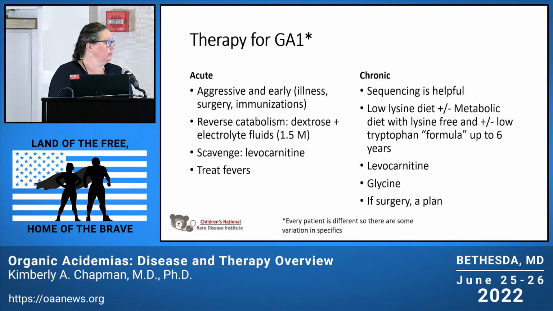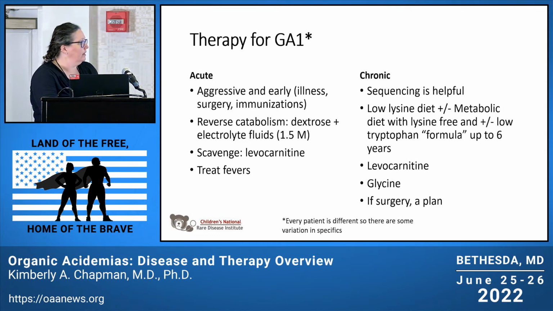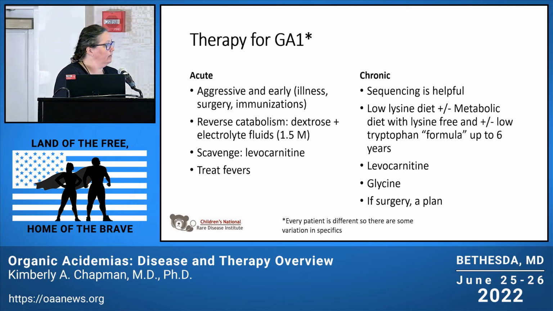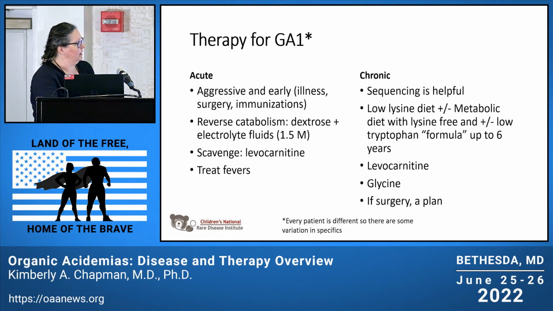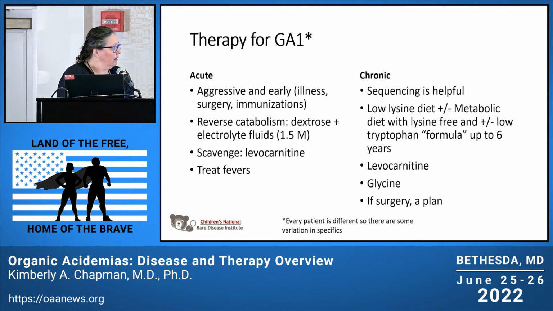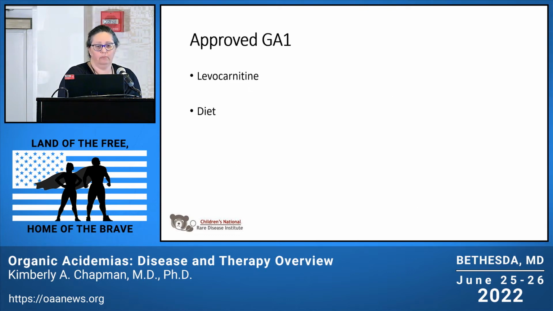Chronic management is particularly helpful with this. Individuals are on low lysine diets, plus or minus a metabolic diet with lysine-free, plus or minus low tryptophan formula up to 6 years. There's some families that'll take it up to 8 years due to some recent reports of slightly older children. And then you're going to scavenge with carnitine, glycine, and if surgery, have a plan. And all that's approved for GA1 is the carnitine and diet.